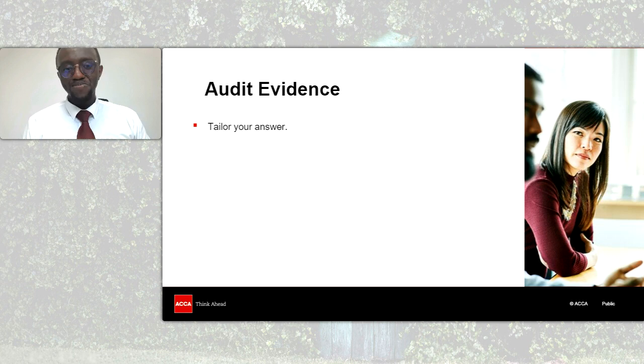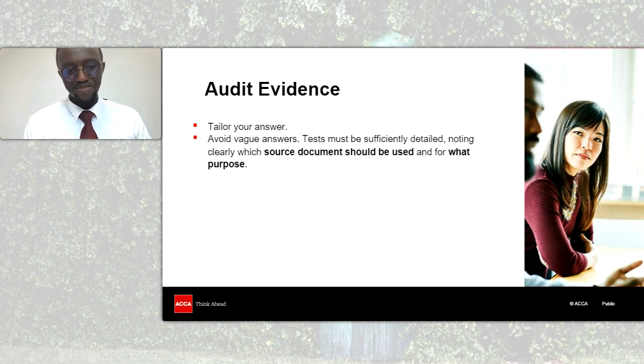Audit evidence. Tailor your answer. Avoid vague answers. Now, please note, I will explain this. Don't worry. What does tailoring your answer mean? Tailor your answer to the scenario. Now, I love the fact that unlike controls and risk, where we identify the specific deficiencies or the specific risks from the scenario, in audit evidence, we're not identifying really anything. We're not copy-pasting anything, right? So sometimes you'll ask me, how do you tailor your answer?